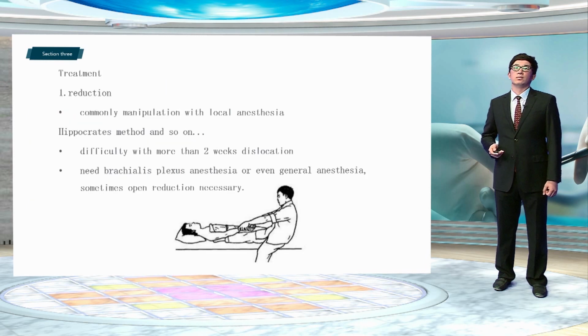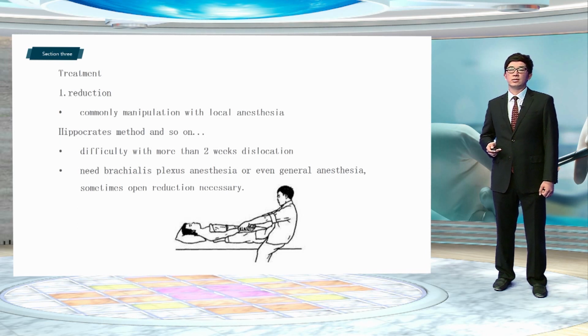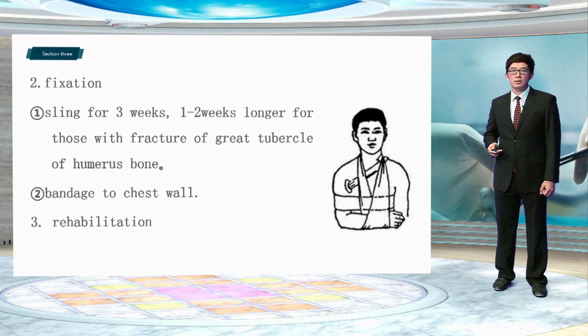For treatment, we can do the reduction by manipulation with local anesthesia, like the Hippocrates method and so on. It is very difficult to do the reduction for patients with more than 2 weeks of dislocation. Some need brachial plexus anesthesia or even general anesthesia. Sometimes open reduction is necessary.